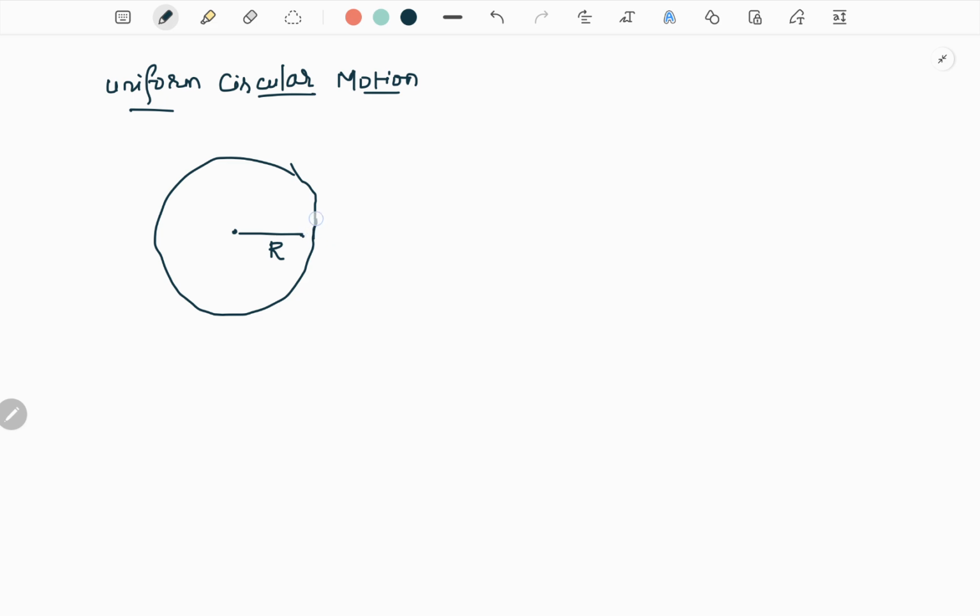If it's going with a constant speed v, then at any point of time the speed would be the same, and mathematically we can prove that the magnitude of acceleration at every point in its path would be the same and the direction of acceleration would be towards the center, hence we also call it centripetal acceleration. At every point the direction of velocity is along the tangent, whereas the direction of acceleration is along the radial direction, directed towards the center.